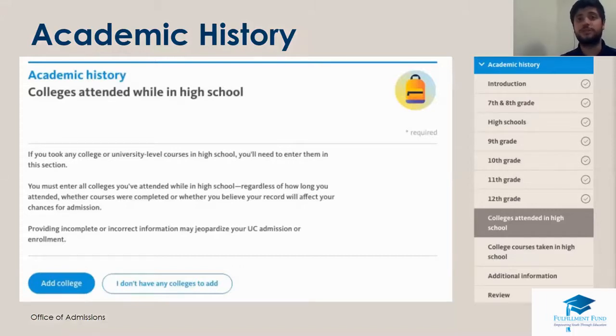When it comes to the academic history section and the colleges or dual enrollment portion of the application, please don't forget to let us know if you are planning on any college courses during your senior year. Because when you're going through the UC application, you're not necessarily done with all of the classes that you're taking. So if you are planning any dual enrollment courses for the future, feel free to let us know right away through that portion of the application.